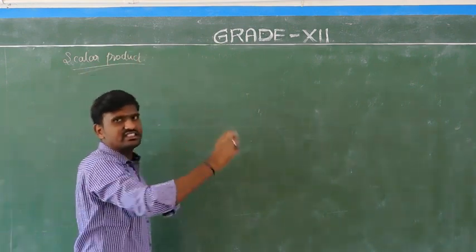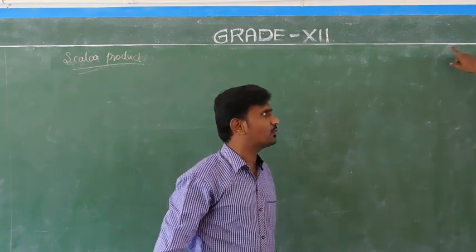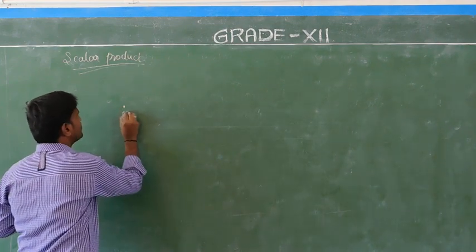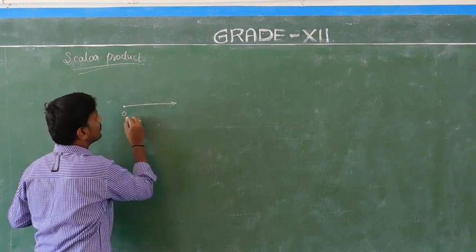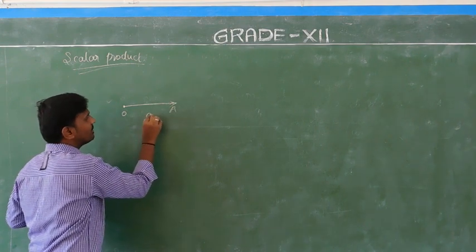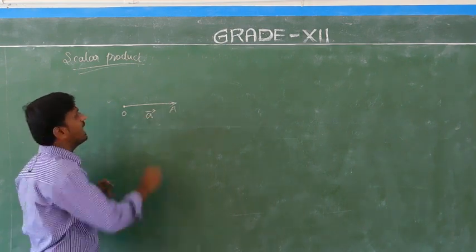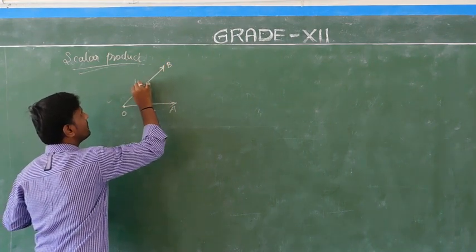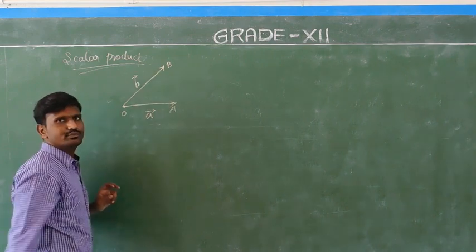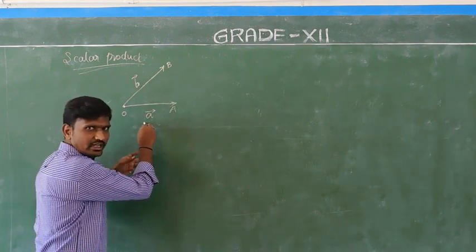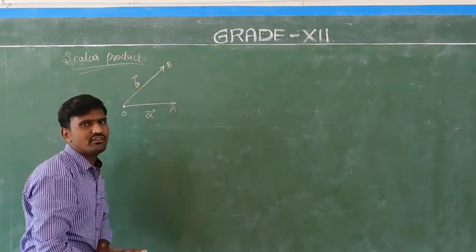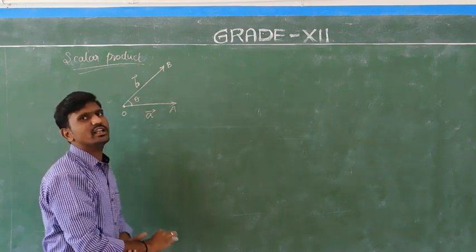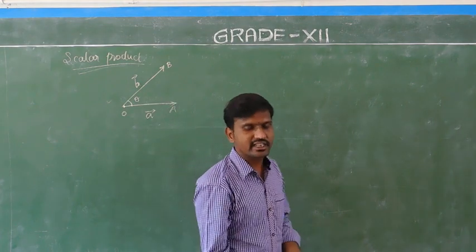First I want to give you the definition of the scalar product. So this is one point. This is a position vector OA, which is represented by A vector. And one more vector we have to represent, OB, that is B vector. OA vector is A vector and OB vector is B vector. The angle produced between the two vectors is theta.